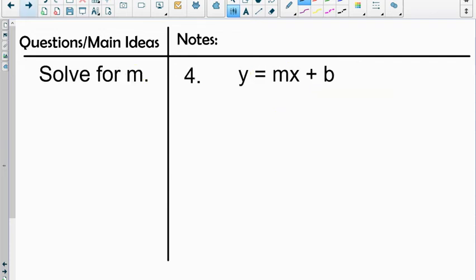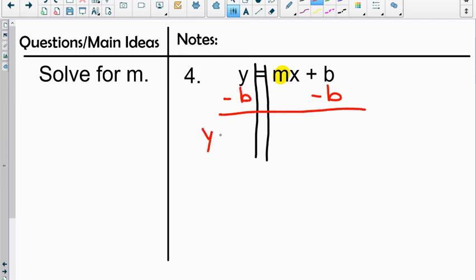Here's number 4. Solve for m. This is a popular formula for the slope-intercept form of a linear equation, y equals mx plus b. This time, the variable I'm trying to get by itself is on the right-hand side of the equation. So I want to move everything else to the left-hand side. M times x plus b. If I work backwards, that means I want to undo the plus b first. So I subtract b from each side, and what I'm left with is y take away b equals mx, since b minus b is 0.